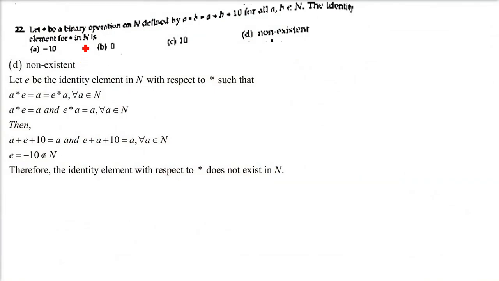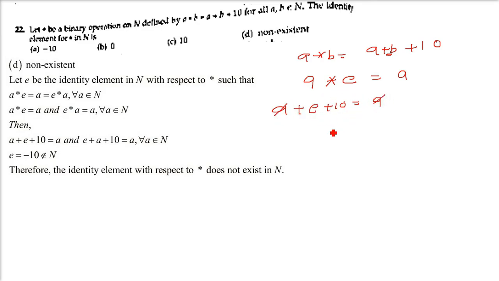Next is the binary operation on N, the natural numbers, defined by A star B equals A plus B plus 10 for all A and B belonging to the natural numbers. The identity element for star in N is what? When we operate A with the identity element, we should get back A again. A star E, replacing B by E, gives A plus E plus 10 equals A. From this expression, A gets cancelled, and if you take 10 to the right hand side, you get E equals negative 10.